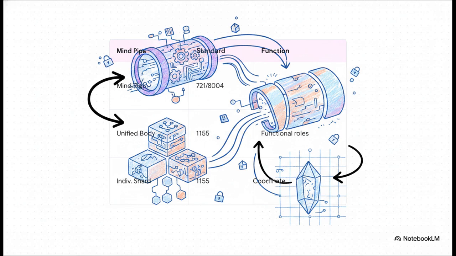Think of it like a corporate structure. The mind pipe is basically the CEO, acting as the root authority making the big decisions. The unified body is your middle management, organizing all the hierarchical roles. And the individual shard is the specific employee actually executing the task. It's the unique coordinate for a specific agent. It is an incredibly robust way to organize complex identity on-chain.